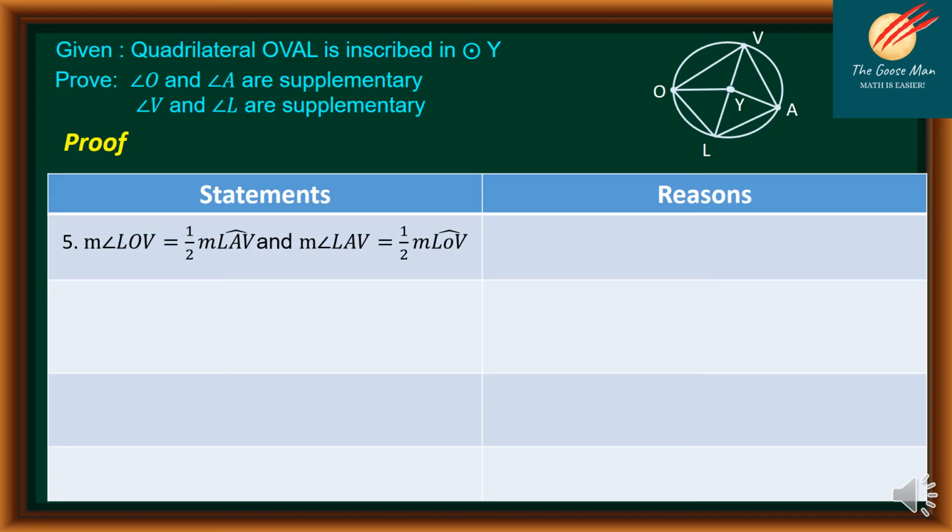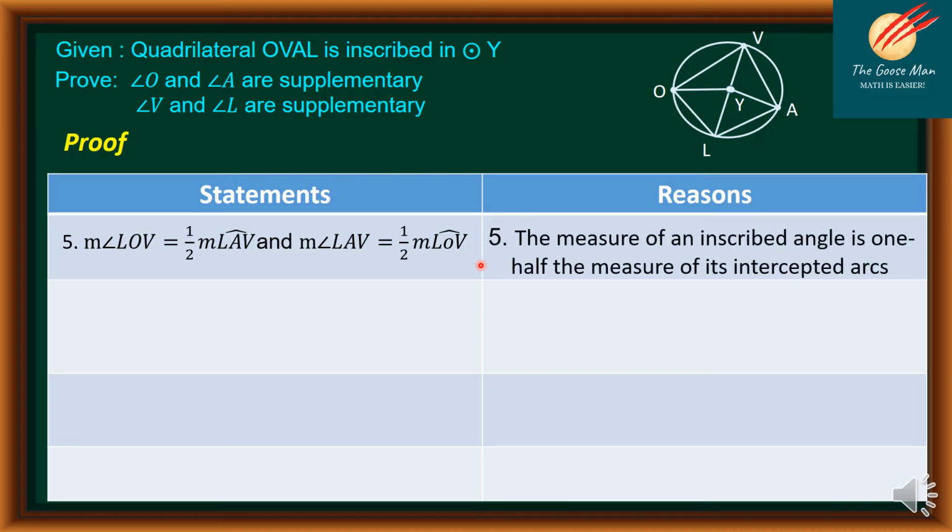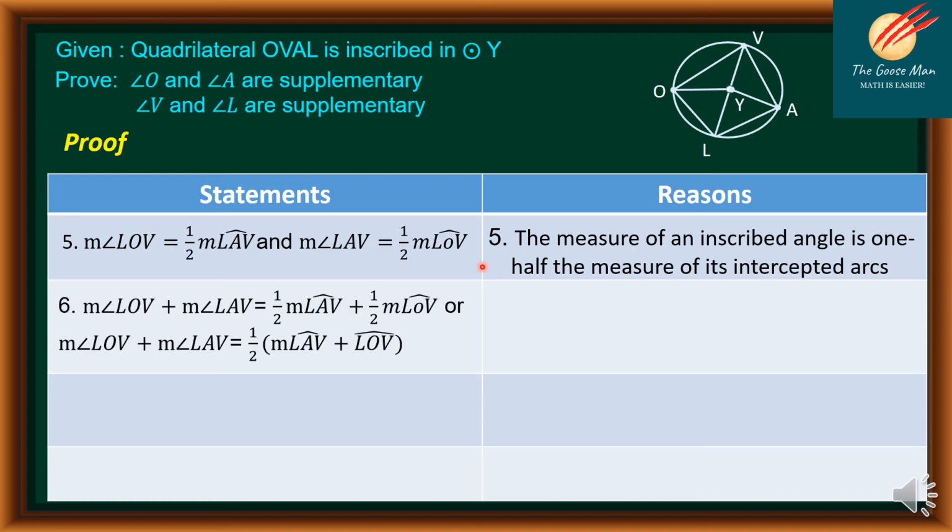For our statement number 5, the measure of angle LOB is equal to 1/2 the measure of arc LAB, and the measure of angle LAB is equal to 1/2 the measure of arc LOB. That is, the measure of an inscribed angle is 1/2 the measure of its intercepted arc. For number 6, we have the measure of angle LOB plus the measure of angle LAB is equal to 1/2 the measure of arc LAB plus 1/2 the measure of arc LOB, or we can say that the measure of angle LOB plus the measure of angle LAB is equal to 1/2 the measure of arc LAB plus arc LOB. Take note that I factored out 1/2. So we can say this is what we call addition, or simply on the right side, I use the distributive property of equality.